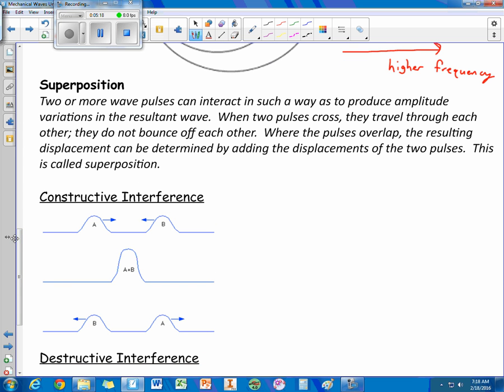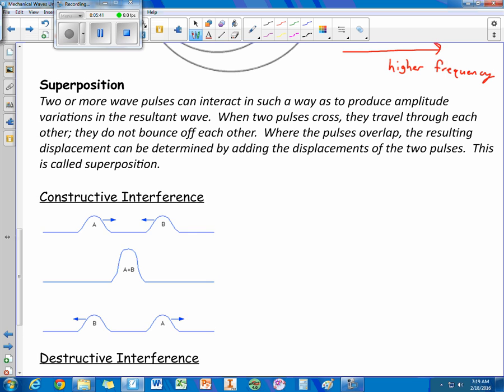Okay, the next topic is superposition. Let's say we have two wave pulses, and let's say that they collide. What's going to happen? Well, it's counterintuitive, but they pass through each other. But as they're passing through each other, their amplitudes will interact, and we call this interference.